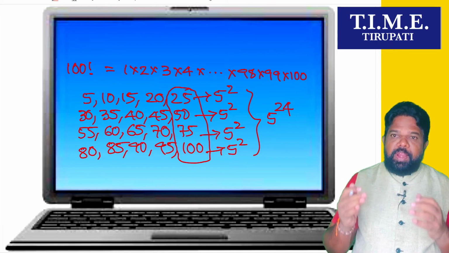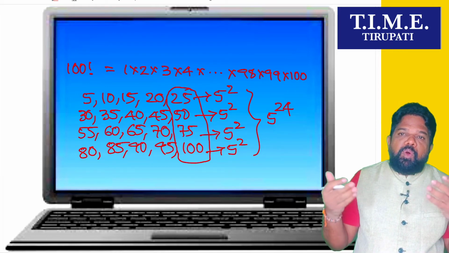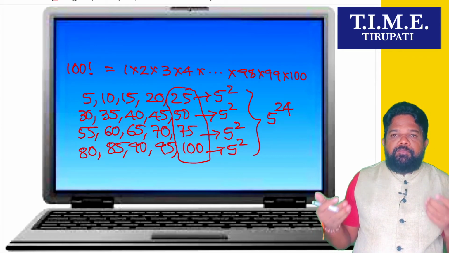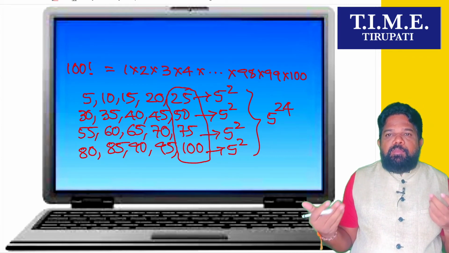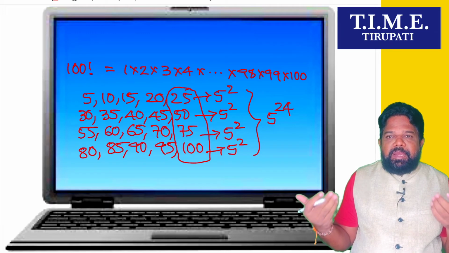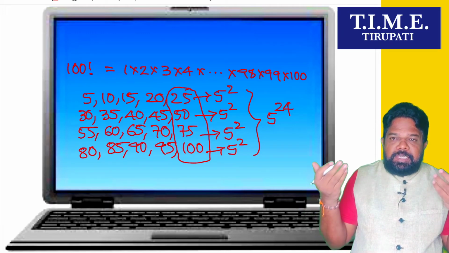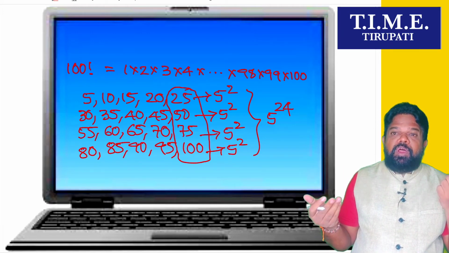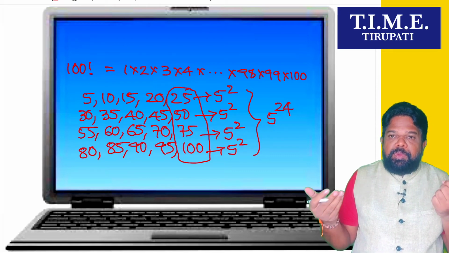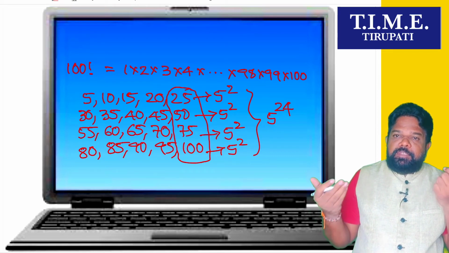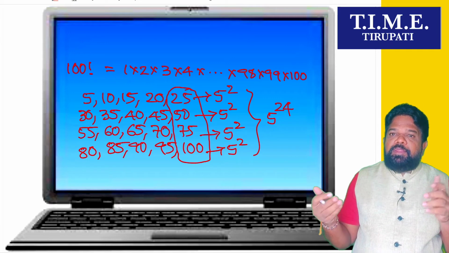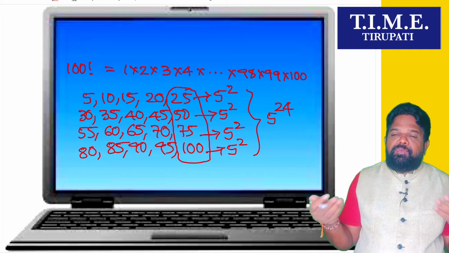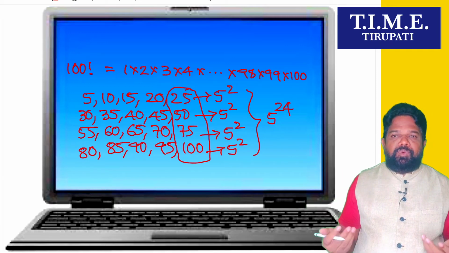Suppose you identify 2's, you get a larger number of 2's. Why? In every even number 2 is there: 2, 4, 6, 8, 10, 12, 14 and so on. In 16 itself, in one number, 4 2's are there. In 32 itself, 5 2's are there. In 64, one number itself, 6 2's are there. Like this you get many more 2's.